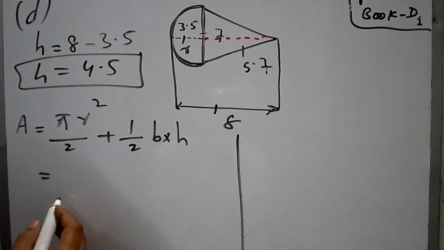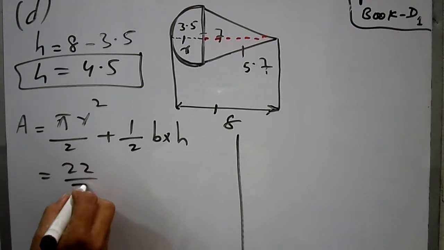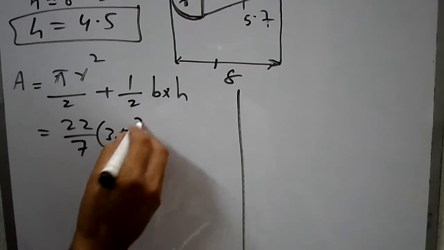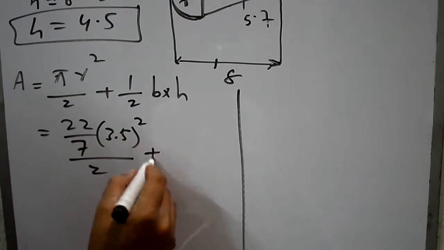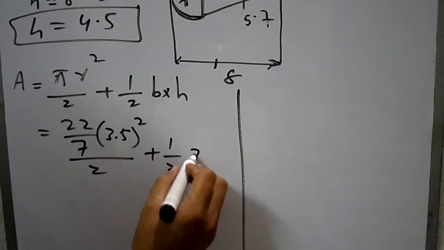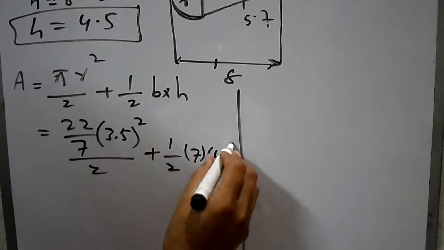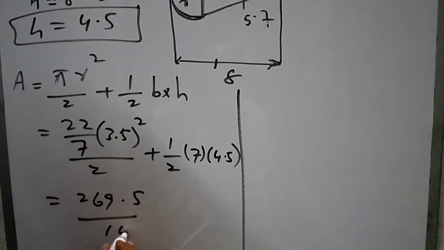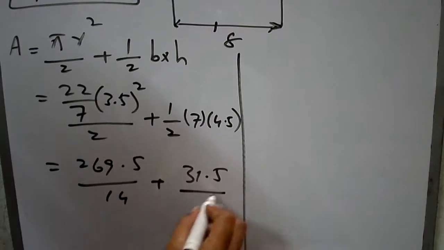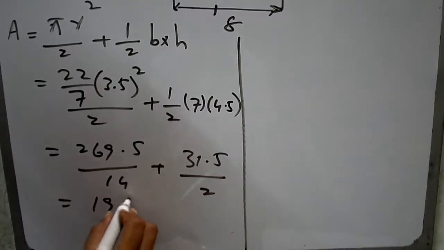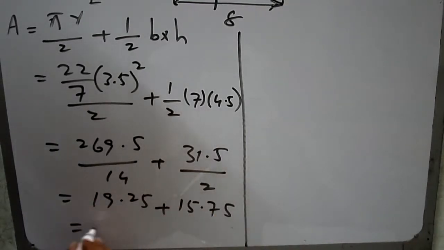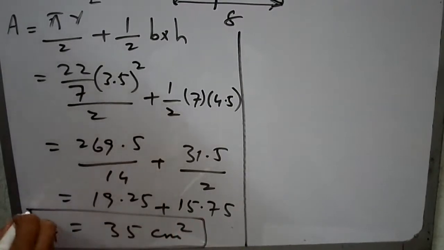So putting the values, r is 3.5 square by 2 plus half, here 7 into 4.5. So after simplification you will get, for further detailed stepwise solution you can see, so the result is 35 centimeter square. So that is the area of this type of figure.